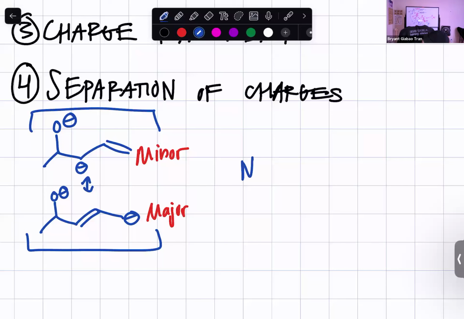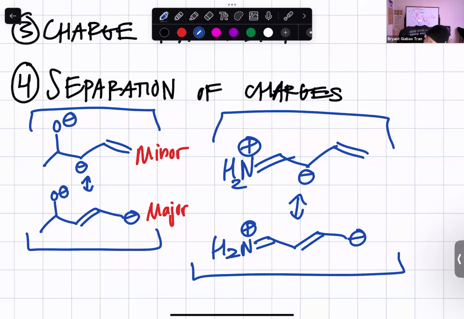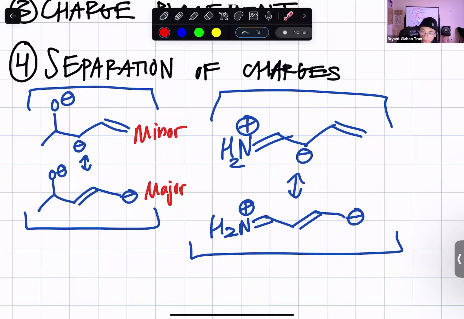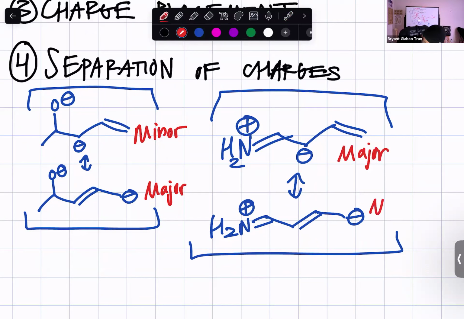Okay, let me give you another one. Which one would be major and which one would be minor for this resonance structure here? Major is the top one and minor is the bottom. Yep, that's right.